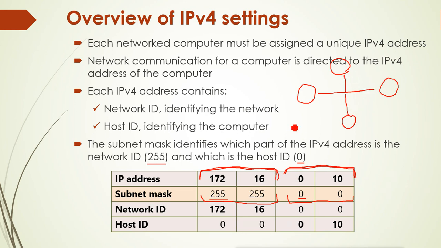But if one machine has one network part and the other machine has another network part, then they will not be considered the same network. Even if they are connected to the same physical network, they will still be considered separate logical networks, and they will not do the communication. If you try to connect to the other machine, you will get an error. It will say it is not connected.